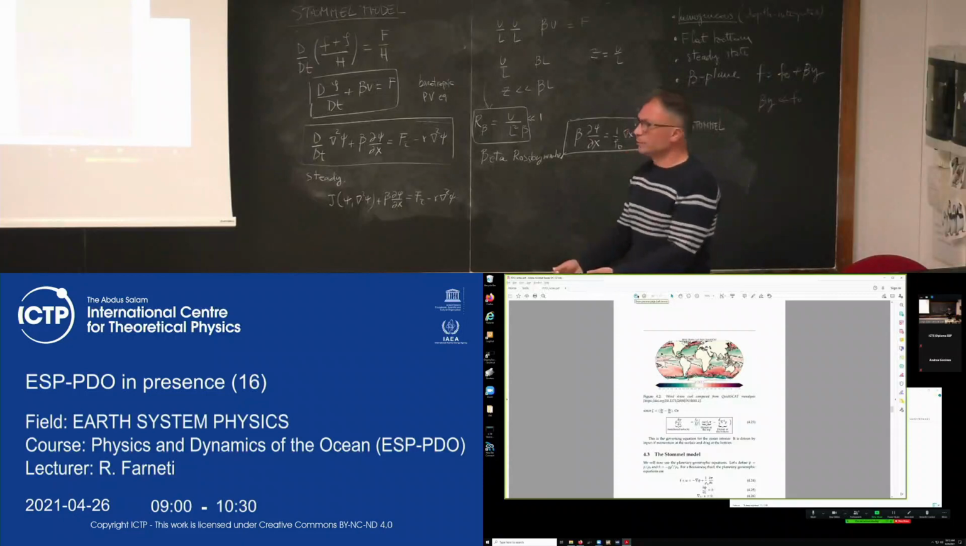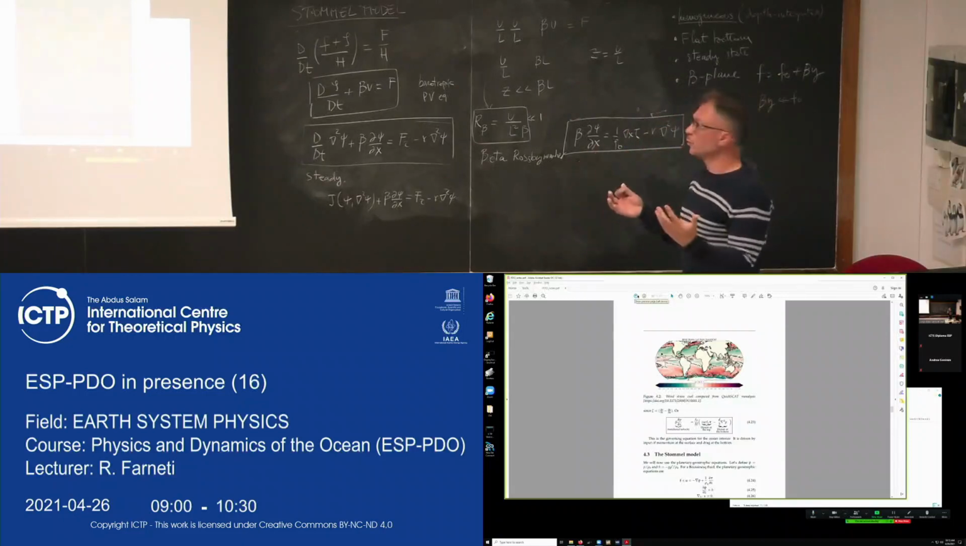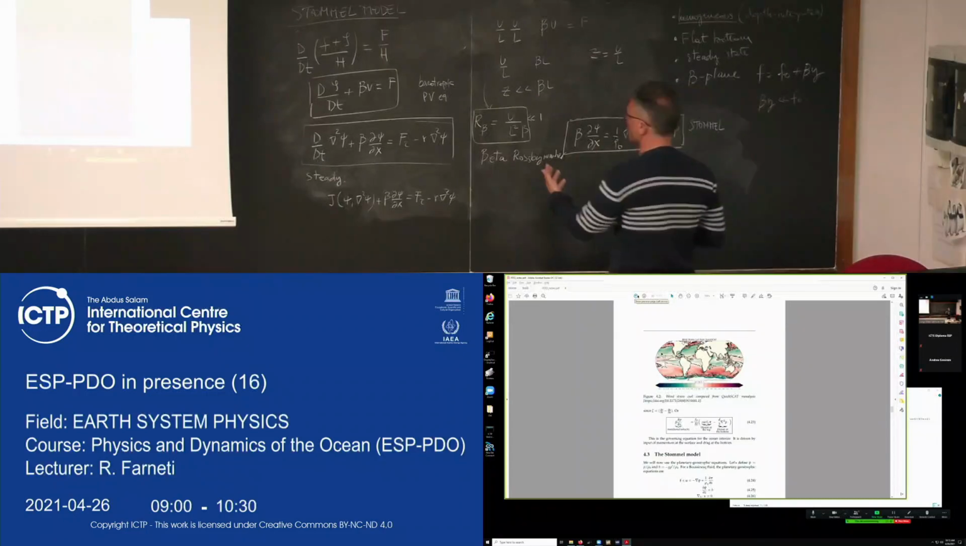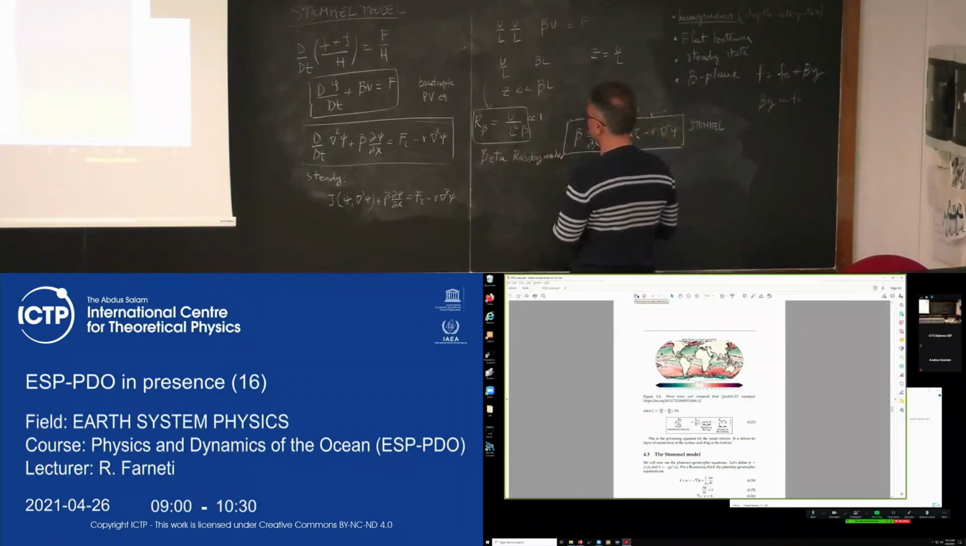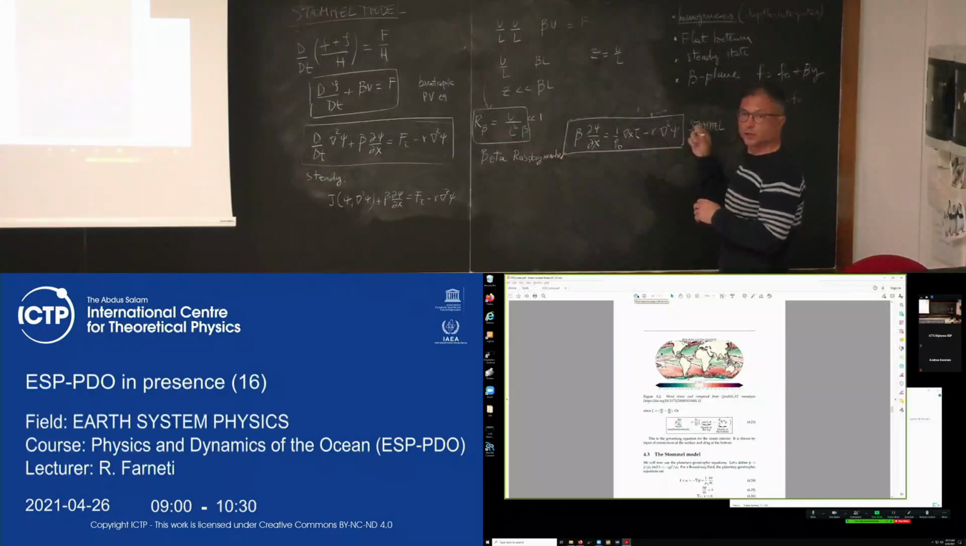But close to the bottom, or close to the sides, where you have lateral friction, nonlinearities are important. Okay? So the beta Rossby number is roughly 1, and so nonlinearities have to be included. For example, in this case, linear drag.